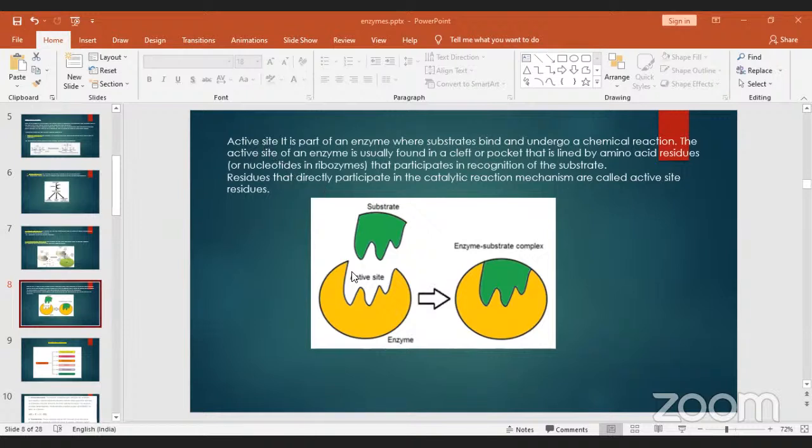This is the active site. It is a part of an enzyme. In this enzyme, a small part is called the active site. What is the function of the active site? It is where the substrate binds and undergoes a chemical reaction. The substrate binds to a specific site in the enzyme, and this specific site is known as the active site.